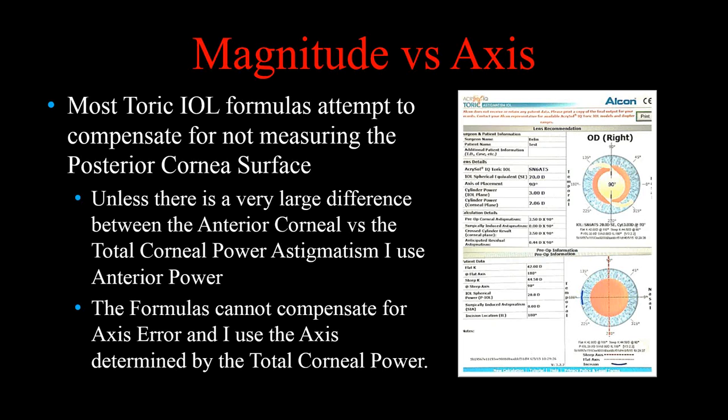While for most cases I use anterior corneal power, because again, that's what the formulas were designed for with a fudge factor, they can't compensate for an axis error. So I always use the axis determined by the total corneal power, not the anterior curvature axis. I'm going to stress that again. The formulas cannot compensate for an axis error. They have a built-in fudge factor because they don't measure the posterior surface. There's no way they can adjust for an axis misalignment due to the posterior surface. So I use the axis determined by the total corneal power.